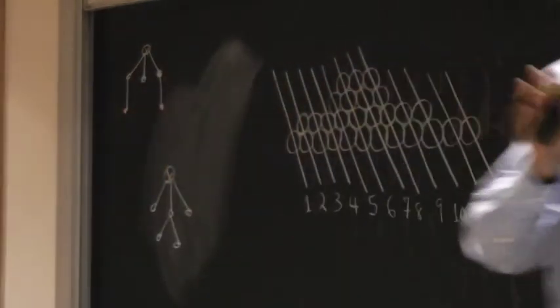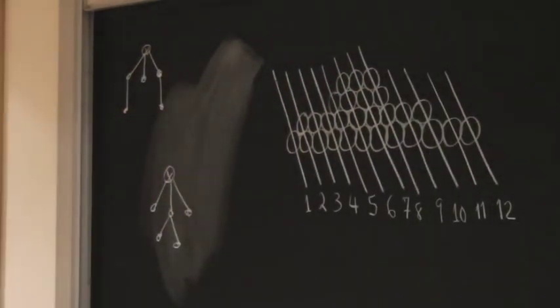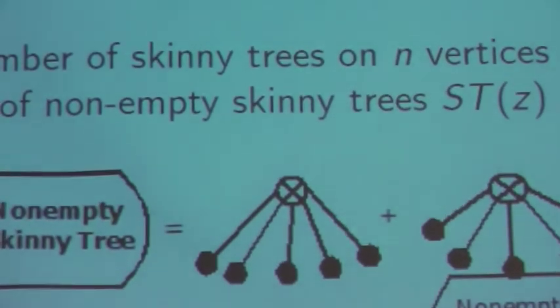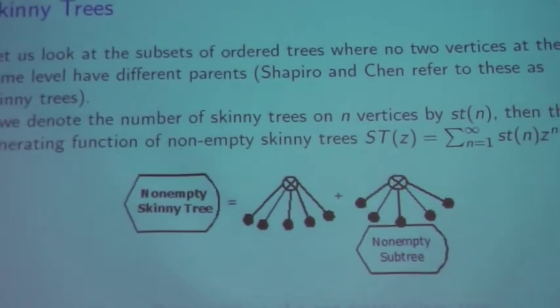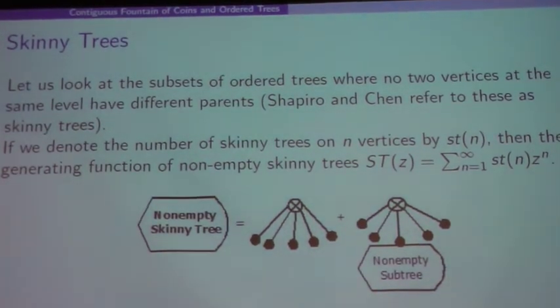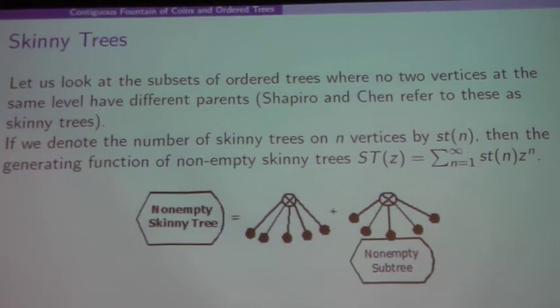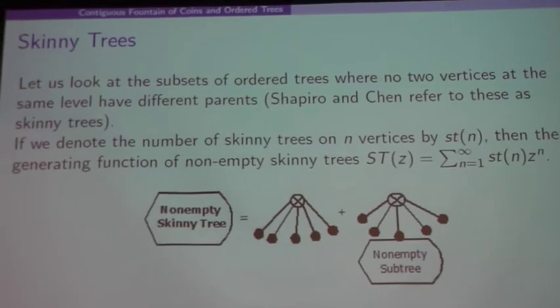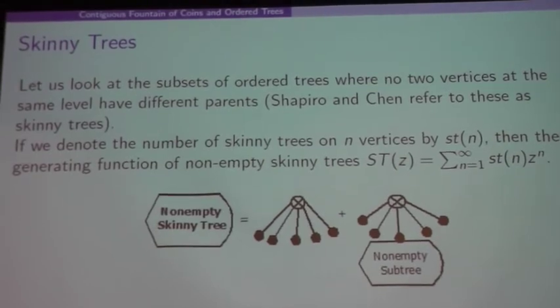Is that saying that a tree is skinny means any two vertices at the same level need to share a parent? Yes. So if you have more than one vertex at the same level, you want those vertices to have the same parent. In other words, in every generation, only one person can procreate. Yeah, that's what we're saying.